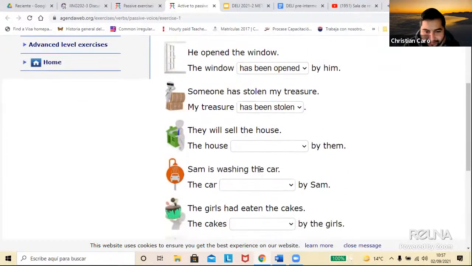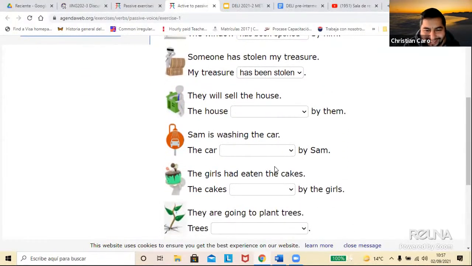All right. Next, they will sell the house. Pay attention here. Will sell in this case. What kind of tense is that? Is that present, past, future? And if it is future, what kind of future?